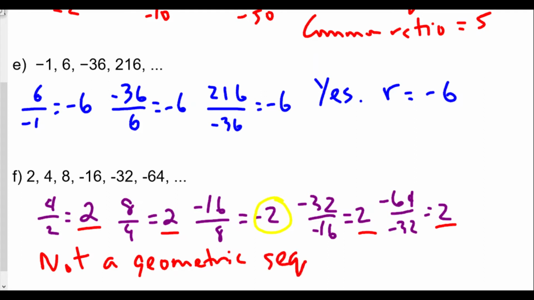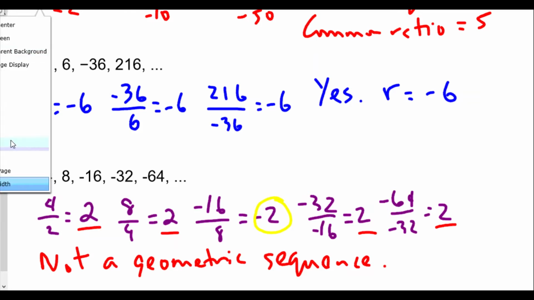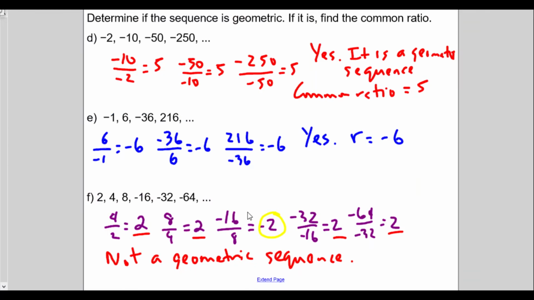All right, so this is our video lesson on how to determine whether a sequence is arithmetic or geometric. In the process of determining it, if it is an arithmetic sequence, then the difference you've been finding is the common difference. And for a geometric sequence, the ratio you found is the common ratio.